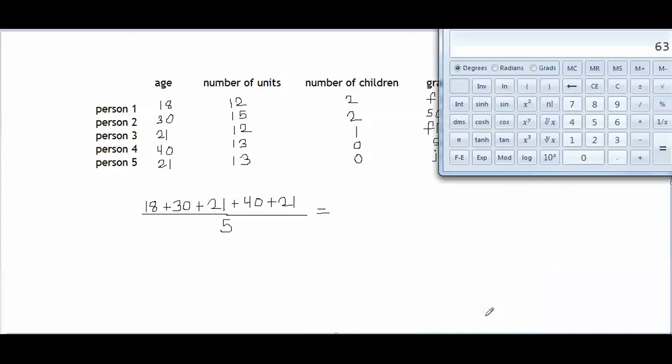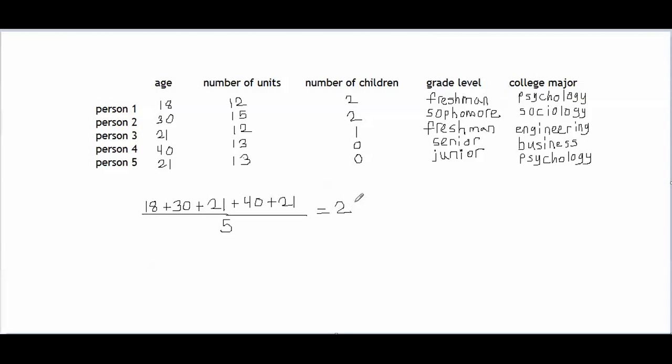Let's find out what the total equals. The total is 130, and we divide by 5 to get 26. The mean age in this data set is 26.